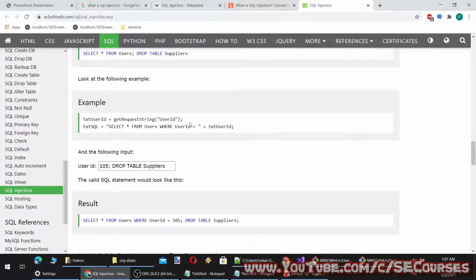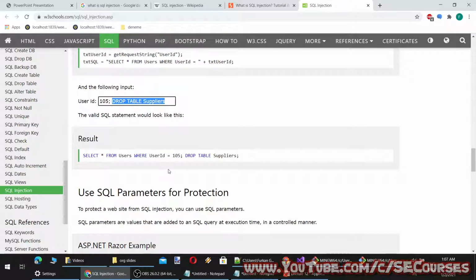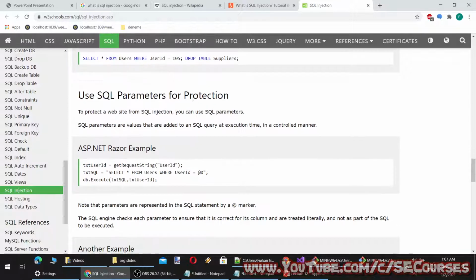So you are expecting the user ID from the user, however the user is providing 105, then semicolon. That means that this query has already ended. Then the next query starts, which is drop table suppliers. Then your entire table would be erased permanently.